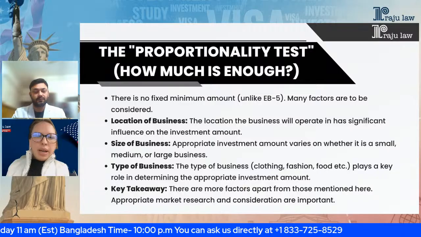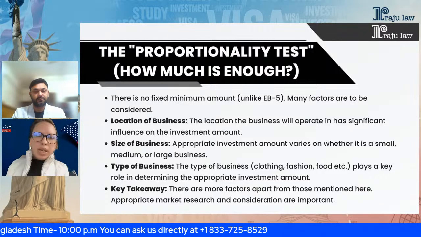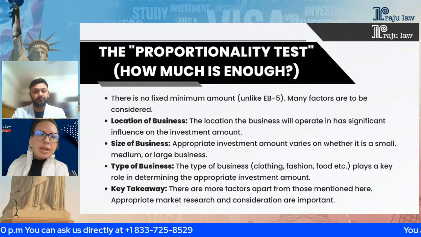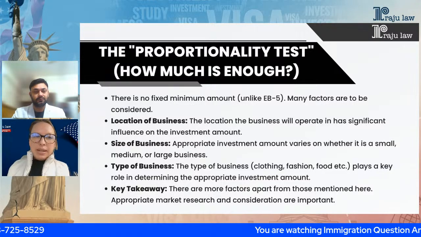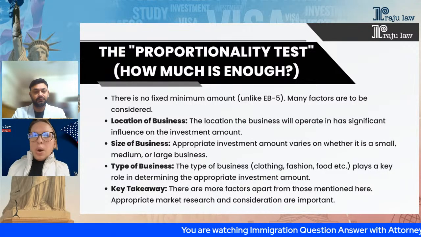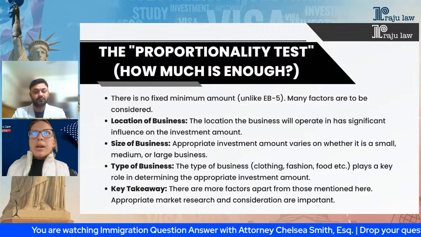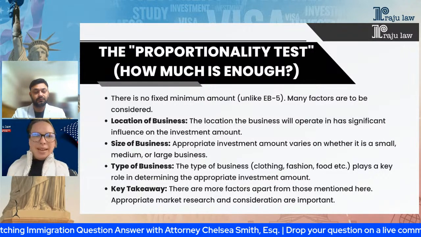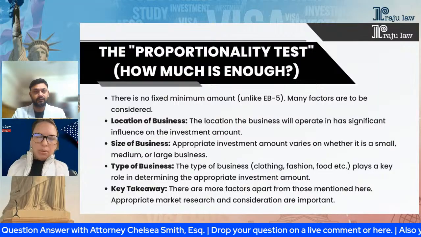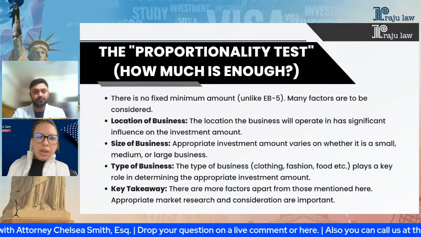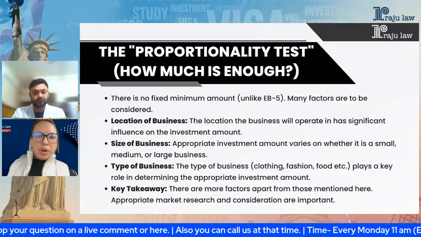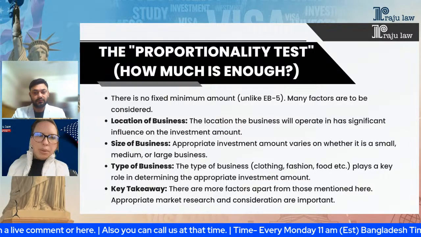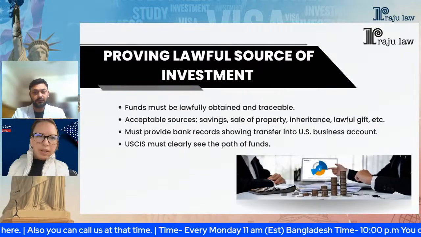But the key takeaway here is that there is a proportionality, and we want to take into consideration the location of your business, the size of your business, and the type of business. What infrastructure would you need? Where would you put it? And how many people are you planning to employ? Or how big per capita is your business currently? Thinking about that will help you determine the appropriate market research and consideration for a capital investment for an E-2 visa.